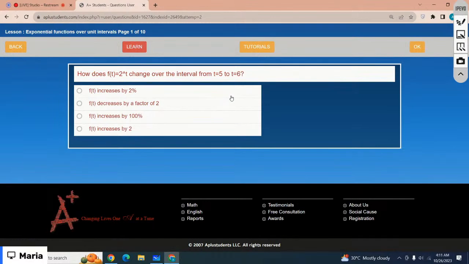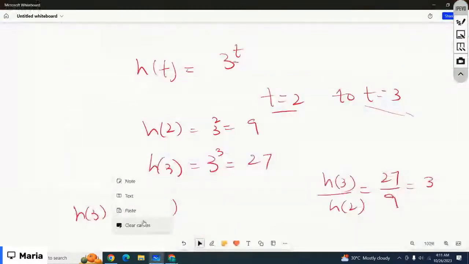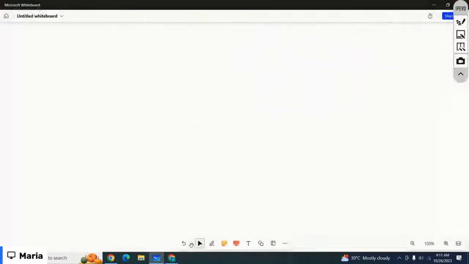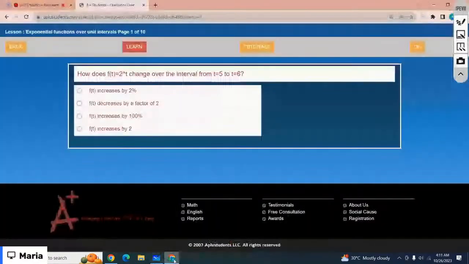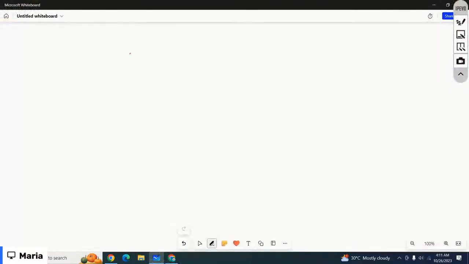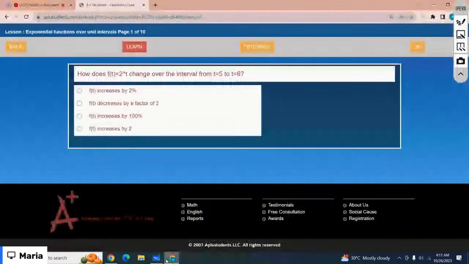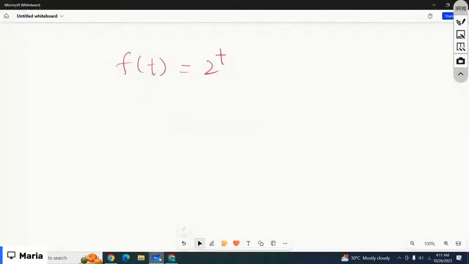Okay, how does the function f of t equals 2 exponent t change over the time interval from t equals 5 to t equals 6? Okay, the function is f of t equals 2 exponent t, and you need to see in the time interval t equals 5 to 6 how it is changing.